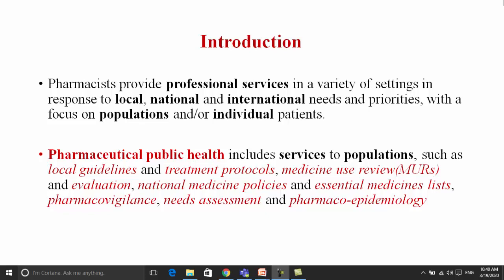Last lecture we discussed what pharmaceutical public health means and what the differences are between pharmaceutical public health and pharmaceutical care, which means care at the individual level. Pharmaceutical public health includes services to the population such as local guidelines, treatment protocols, and some services provided at the community pharmacy like medicine use review, the new medicine service, the NMS, the national medicine policies, and also the essential medicine list. The terms pharmacovigilance, needs assessment, and pharmacoepidemiology.